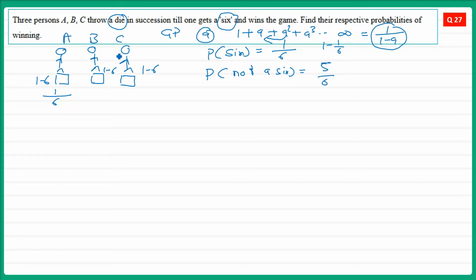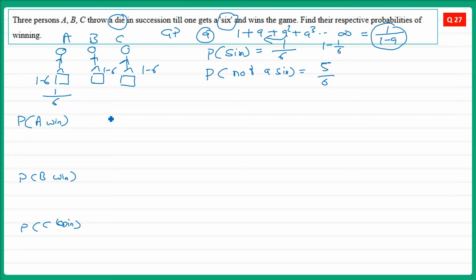So let's call these three A, B, C. Now what is the probability of A winning? Then what will be the probability of B winning? And third is the probability of C winning. Now I want to show you all of them together so that you understand the commonality and the differences between the approaches.